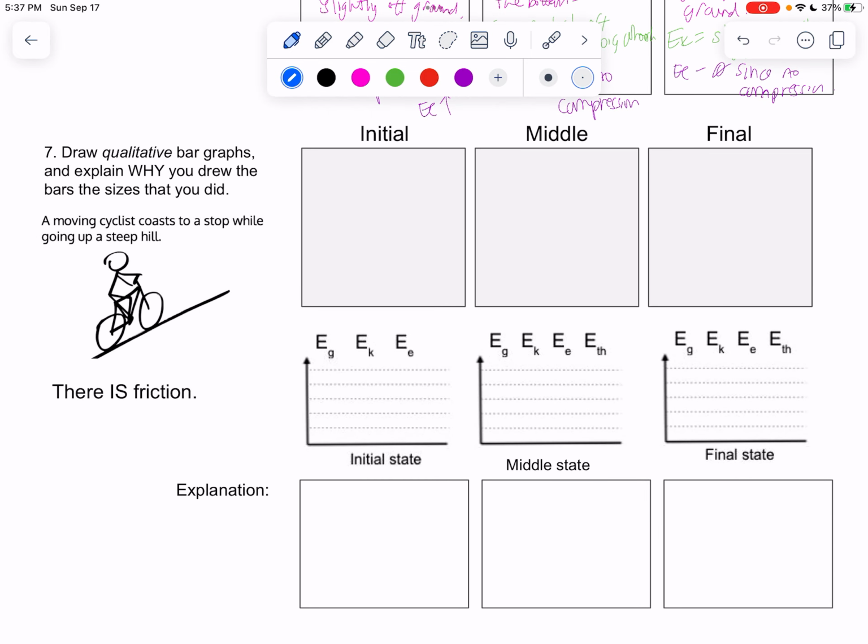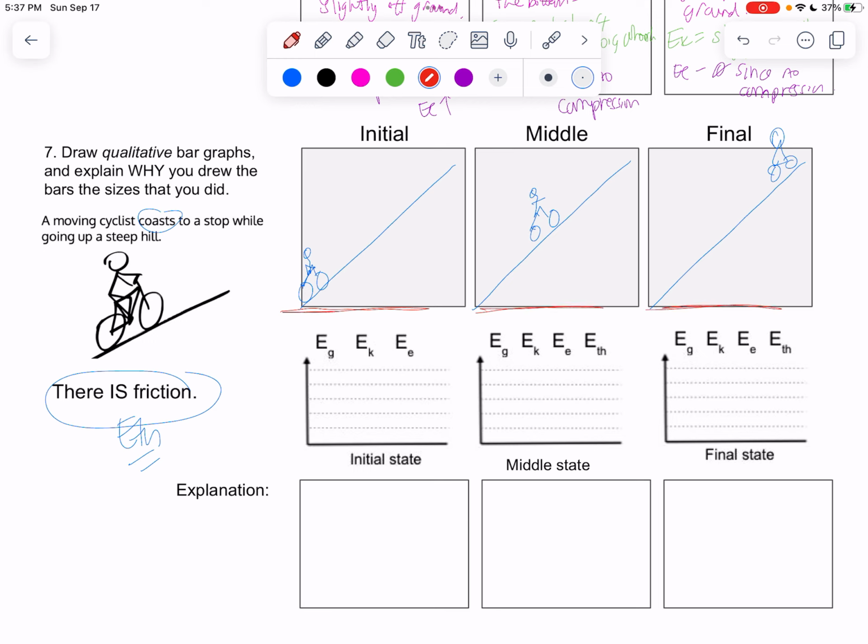Okay, a cyclist is moving up a steep hill, not pedaling, okay, coasting, right? Coasting means not pedaling, all right? So I'm going to start her down here, and then maybe I'll make her up here somewhere, and then here she'll be maybe at the top, okay? All right, and this one tells me clearly there is friction, so I'm going to have to include the ETH, all right? Okay, so let's think about where we want the ground or ground level to be. So I'm just going to put it down here. EG equals 0. Okay. EG equals 0.